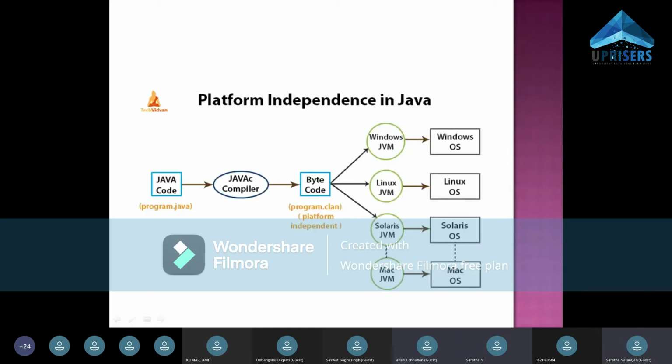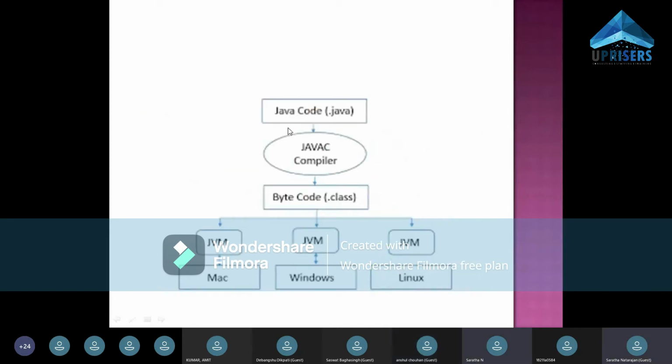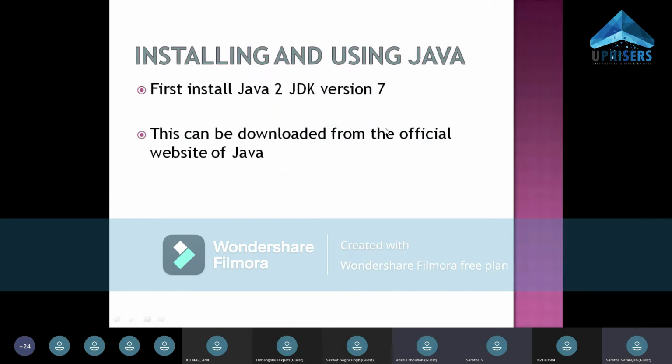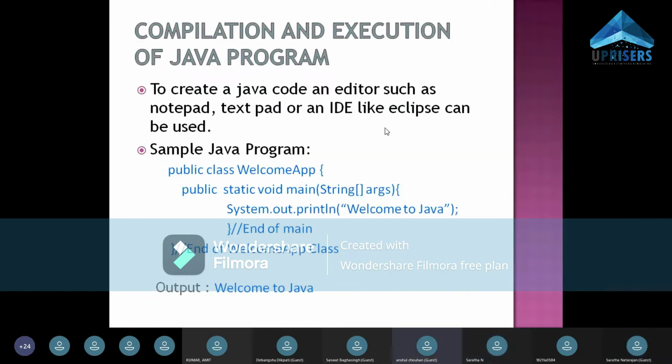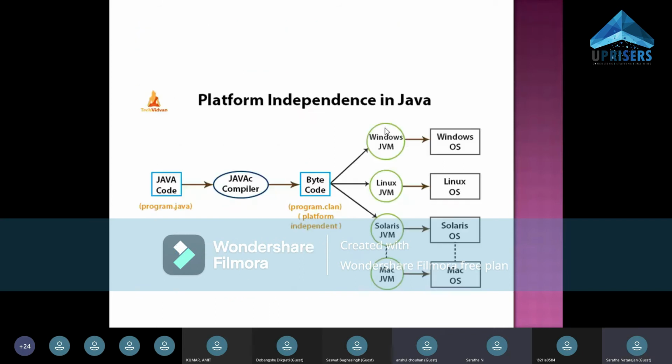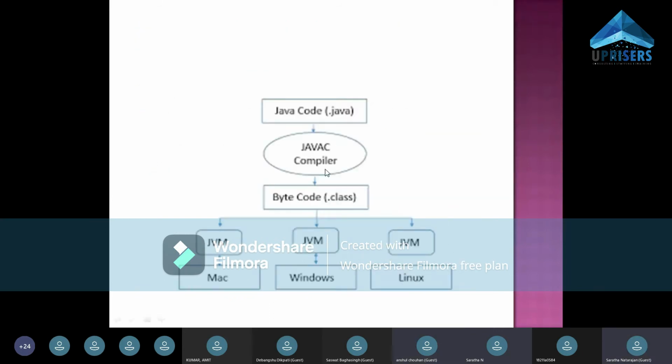see, look here. We have a .java code which is like your hello world, the welcome app code. When you do a Java compilation you will get the .class file. This .class file can be run on multiple JVMs because nowadays all operating systems have a built-in JVM. So we run the same .class file on multiple JVMs.